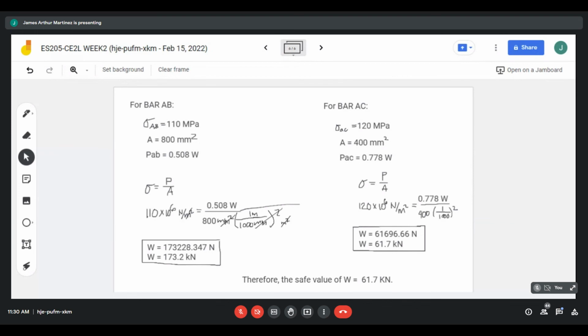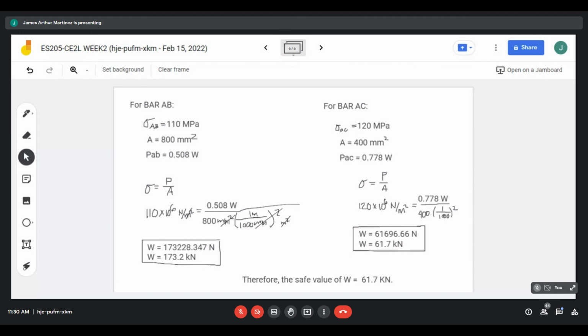So if you put a load, or if your load W is equal to or greater than 61.7, let's say 80 kilonewton, bar AC will fail. It can no longer support it. Whereas if we declare the maximum value for W to be 61.7, bar AC can still carry it, so it will not fail.